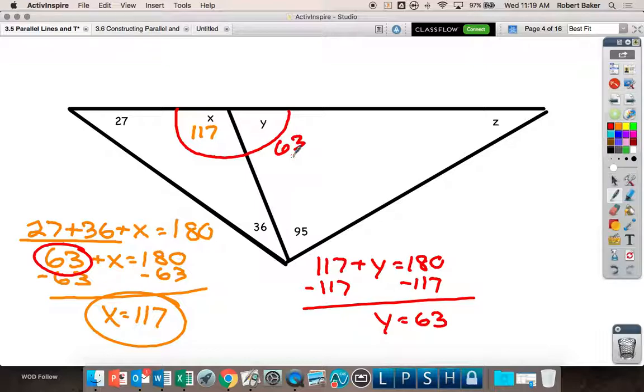Now we're into the right triangle, or the triangle on the right, not necessarily a right triangle. Okay, so we have a 63-degree angle, a 95-degree angle, and a z-degree angle, and it's our job to figure out how many degrees z is. 63 and 95 and z all add up to 180. What is it? 158 plus z equals 180.